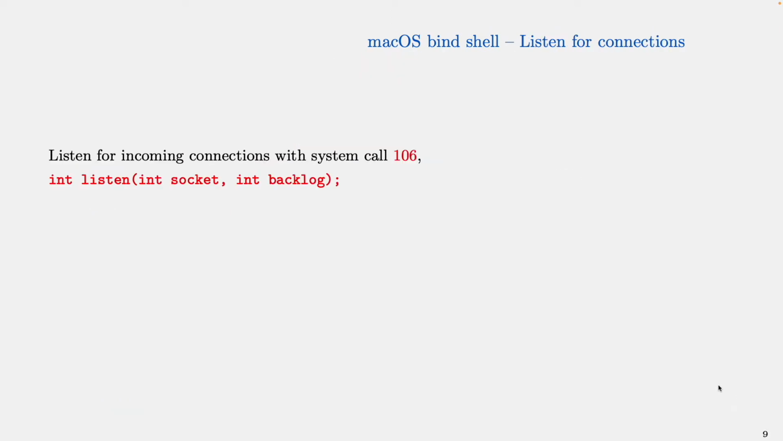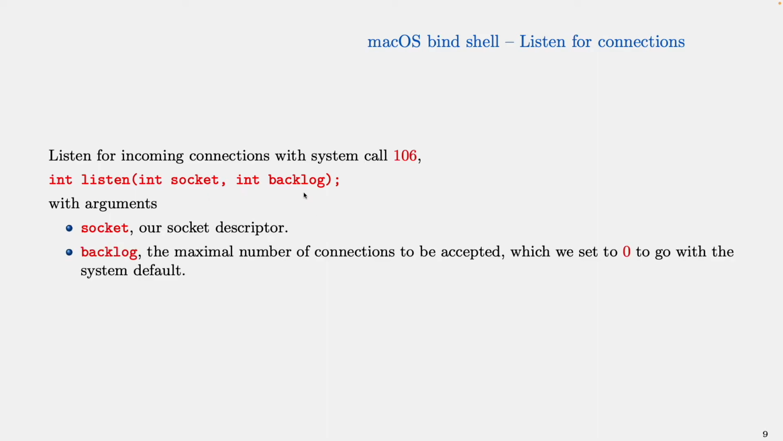And we then call listen as system call number 106. And I'm not going to look up the arguments every time now, so you know, with the man page you can do it yourself. I'll just give you the function declaration here. So listen has the two arguments, socket and backlog, and the first one is again just the socket descriptor we obtained from our socket system call. Not much to say here. And the second argument, backlog, is the maximum number of connections we will accept. And we simply set this one to 0 to go with the system default. We implement this as well.